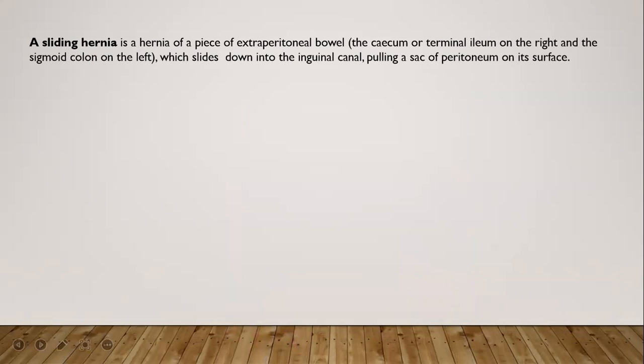Okay. So a sliding hernia is a hernia of a piece of extraperitoneal bowel, the cecum or the terminal ilium on the right and the sigmoid colon on the left, which slides into the inguinal canal, pulling a sac of peritoneum on its surface. This can be very confusing, but what I want you to remember is that there is just a sliding of the sigmoid colon on the left and the terminal ilium or the cecum on the right. They slide into the inguinal canal. That is known as a sliding hernia.